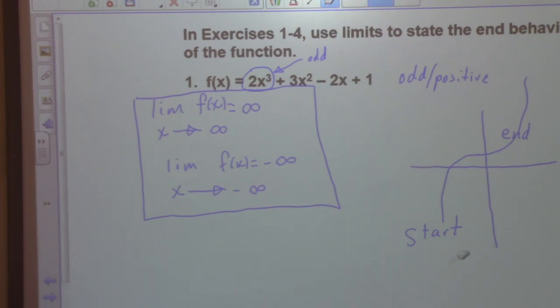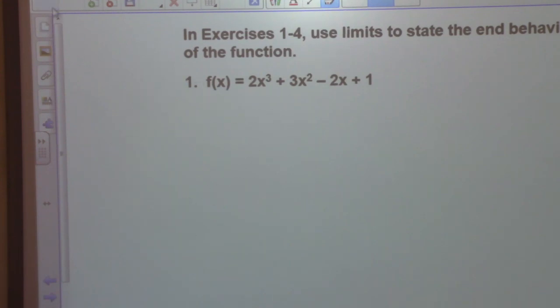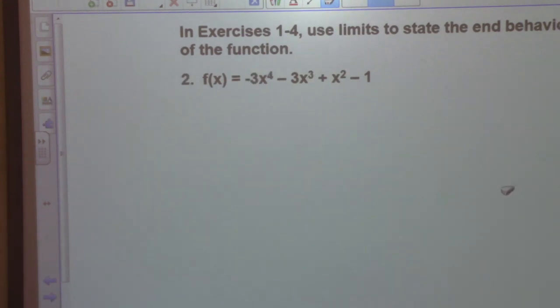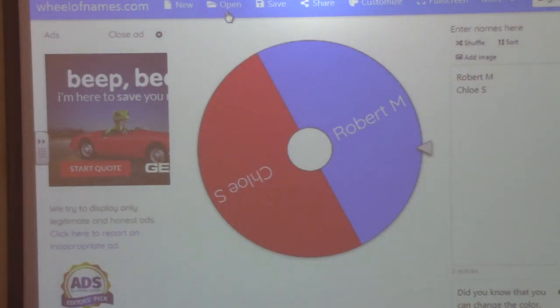All right. So now I'm going to choose somebody to help us out with number 2. Okay, number 2, you should be able to figure out if that's odd positive, even, or negative, odd, whatever. You can figure that out, right? So let's go ahead and open.